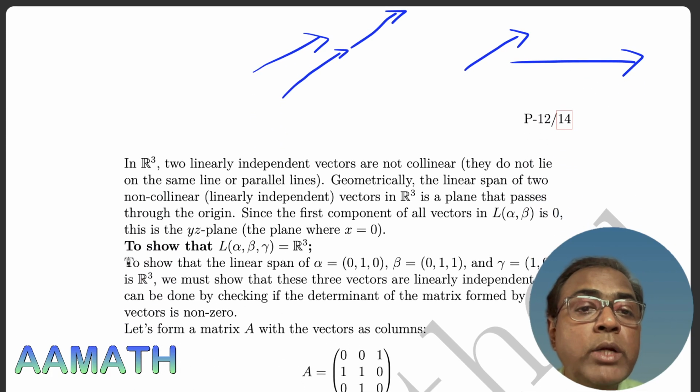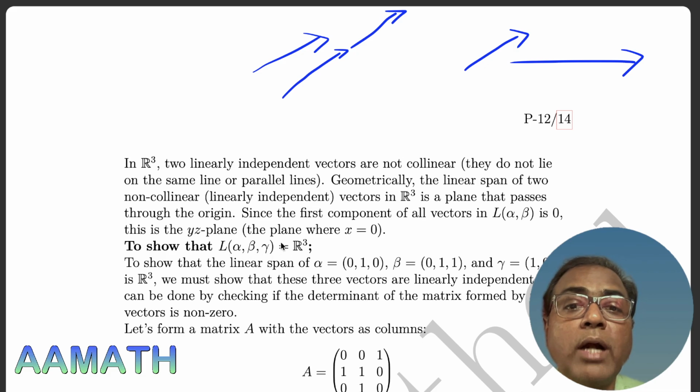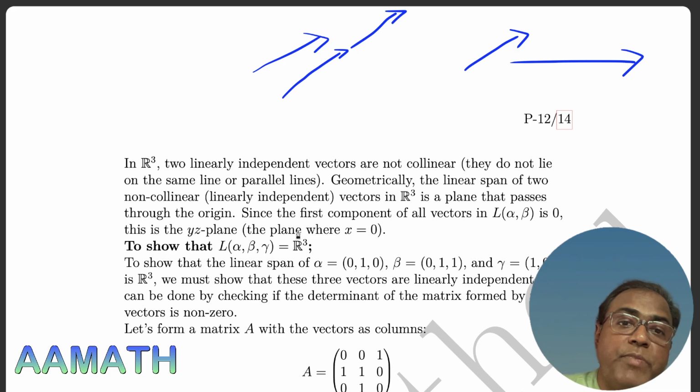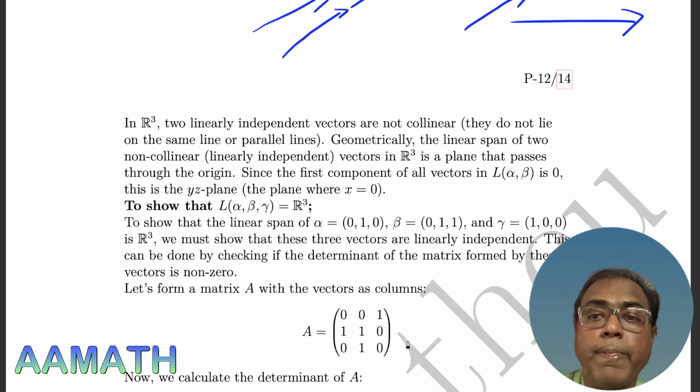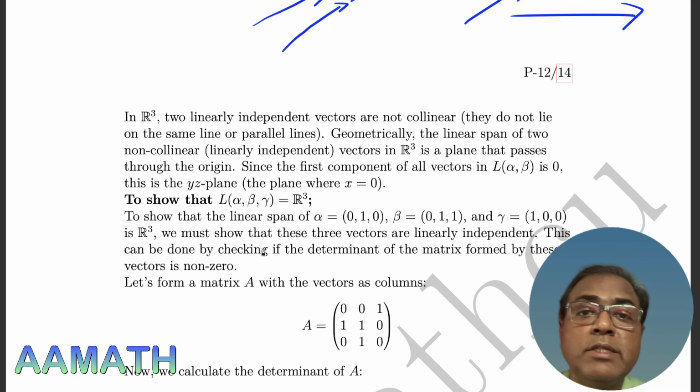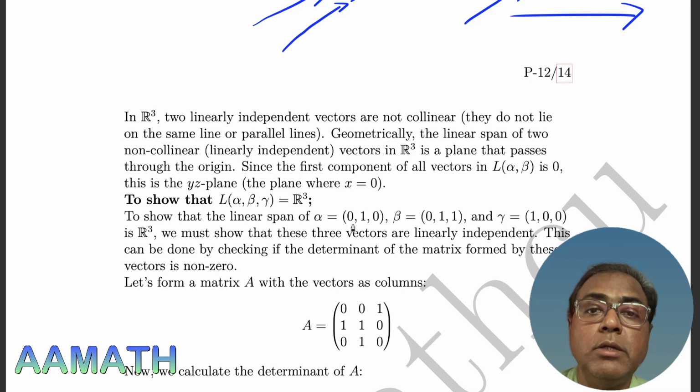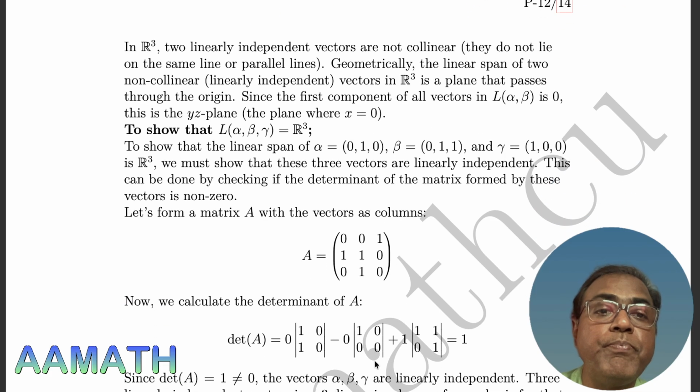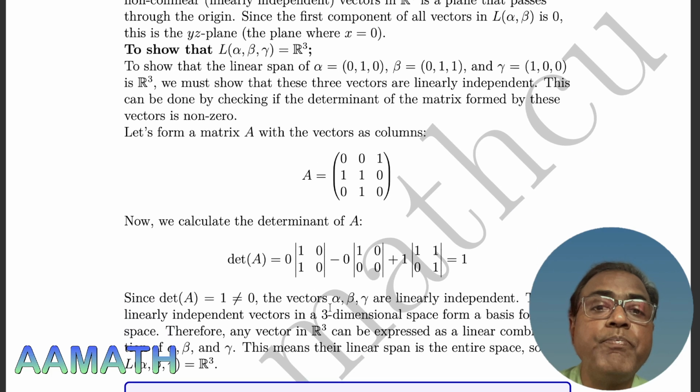Now we want to show that L of alpha, beta, gamma equals R3. To show this, we must show these three vectors are linearly independent. The first vector is (0, 1, 0), written as a column. The second vector, beta, is (0, 1, 1). The third vector, gamma, is (1, 0, 0). Let's form the matrix A and find the determinant of A. After calculation we get the determinant equal to 1.